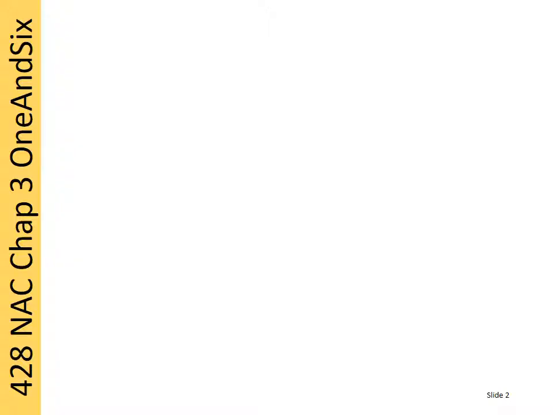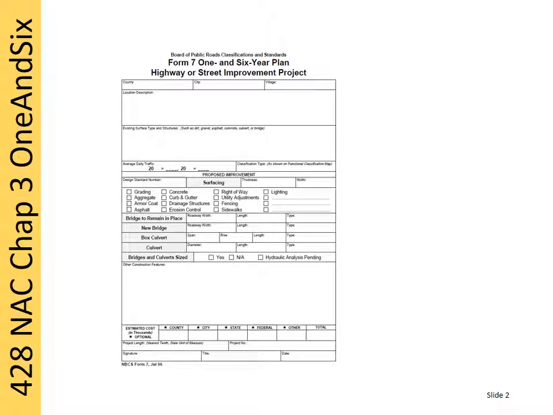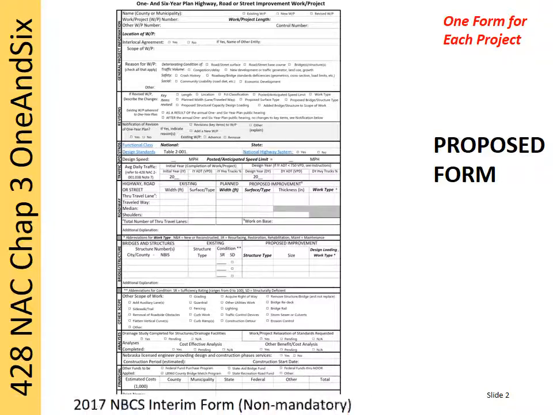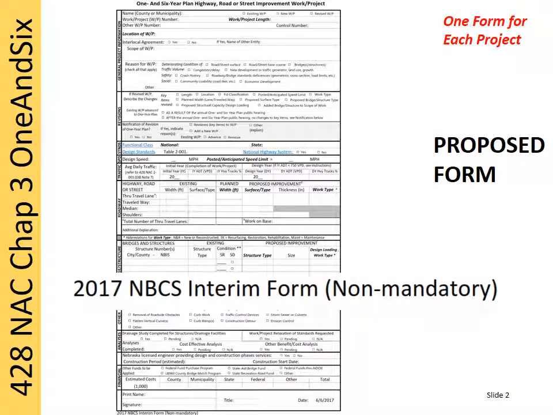The current 1- and 6-year plan highway or street improvement project form, designated as Form 7, from the regulation currently in effect, 428 NAC 3, is shown on the screen. The NBCS proposes to replace it with this form. The reason for changing the form is the adoption of new standards in 2016. The proposed form is consistent with those standards. Until the regulation goes through the rule-making process and is approved, this is a non-mandatory form, as you can see at the bottom of the interim form.